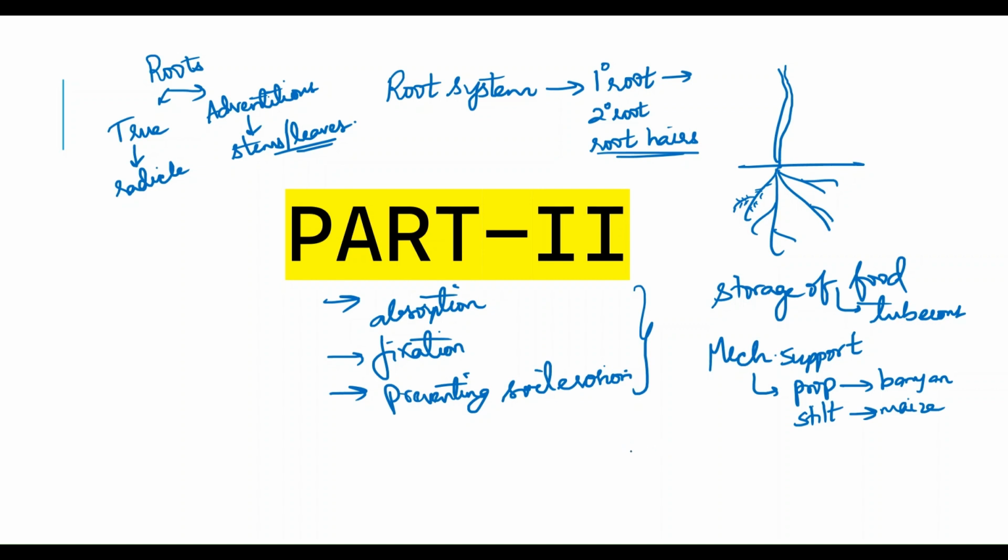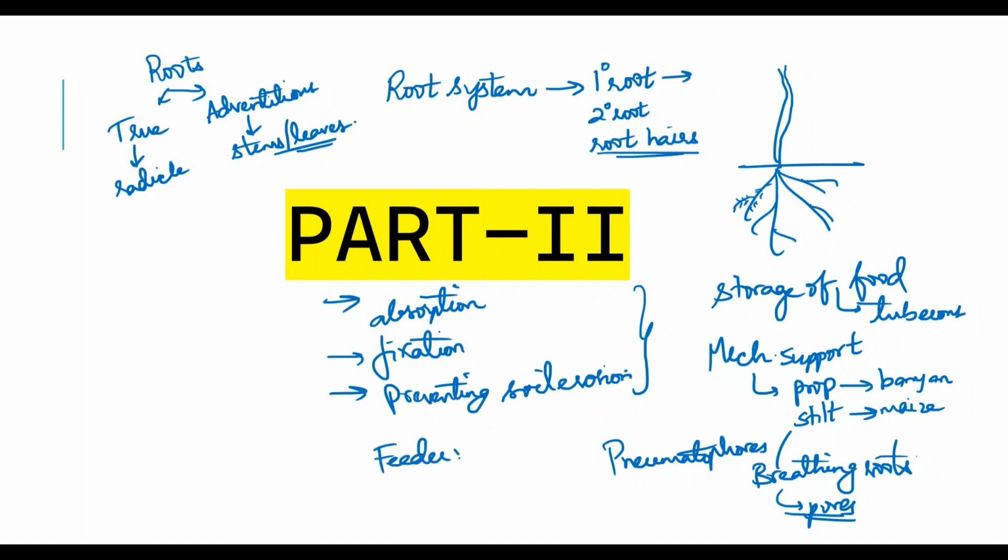And in some members, the roots grow vertically upwards, which is seen in mangroves. Such roots are called pneumatophores or breathing roots. These roots have pores that help them to breathe in marshy areas, in waterlogged conditions. We have also seen feeder roots, where in money plant, the roots help in efficient nutrient absorption. So that's all about the root system.